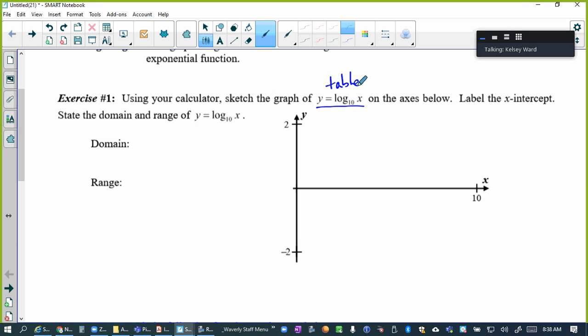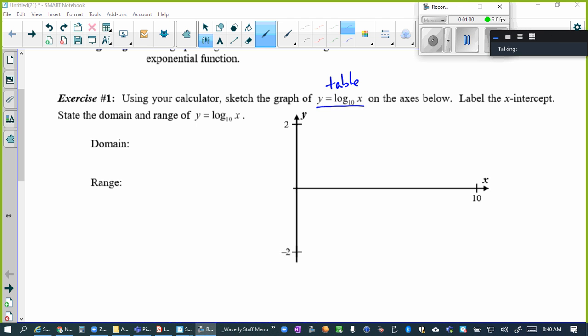I still can't get the calculator to work. You still can't, huh? Jeez. Are you ever at the school? My dad's. All right. So let's see if we can get a table of values here real quick.